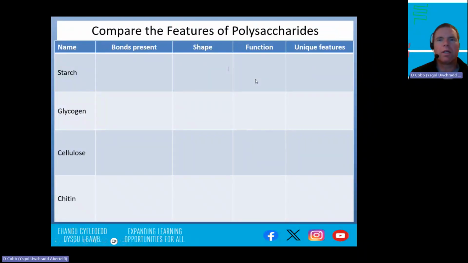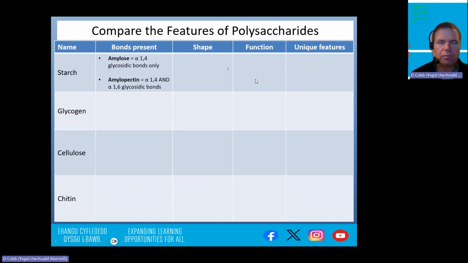Now, a useful activity when you're trying to look at the features of polysaccharides is to take the information that you've been given and try to order it, trying to get some order out of it. So comparing different features. This is an exercise I will often do with my students. I'll ask them to look at the information they've been given and say, well, how can I distinguish between them? So let's go through what you should have on here.